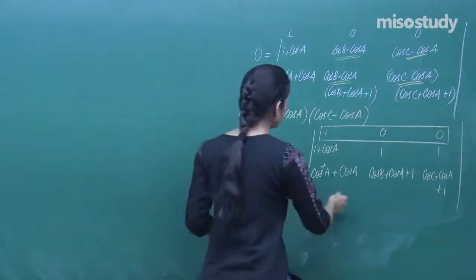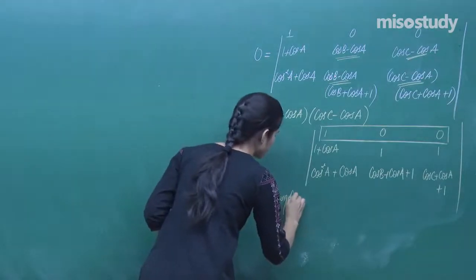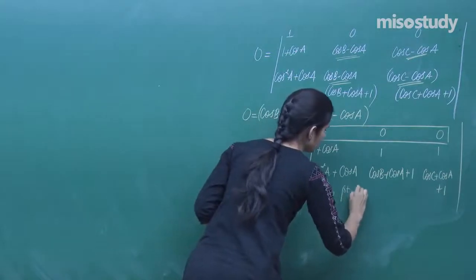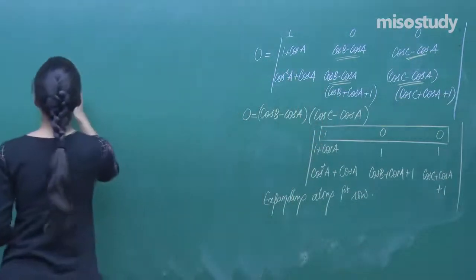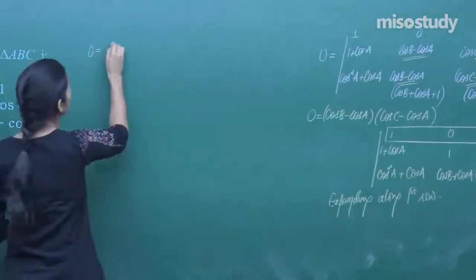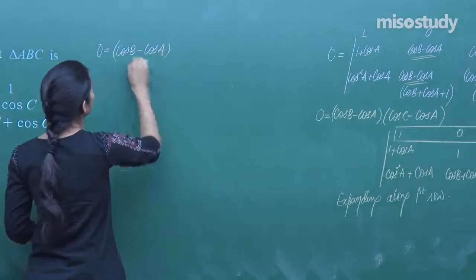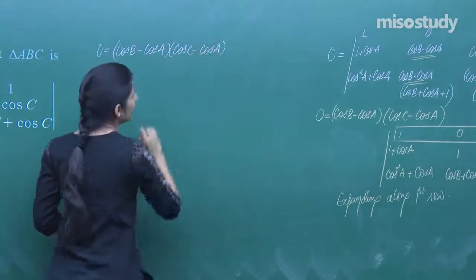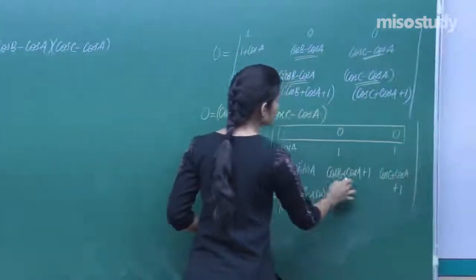So here, if you expand along the first row, what is it that you get? You get 0 is equal to the determinant with rows cos B minus cos A, cos C minus cos A, and here you will have 1 into this minus 1 into this.